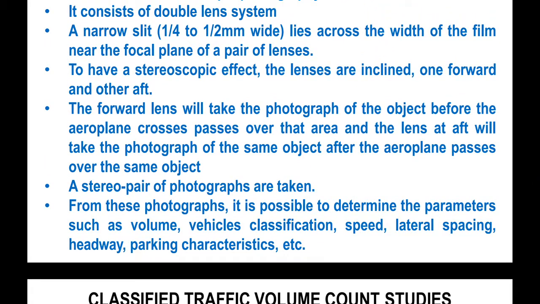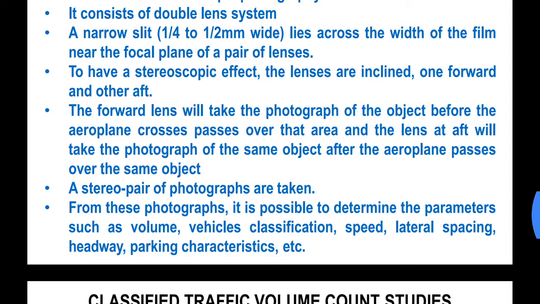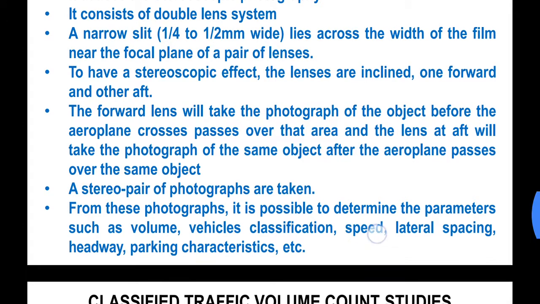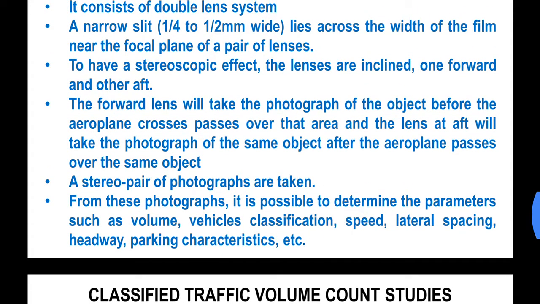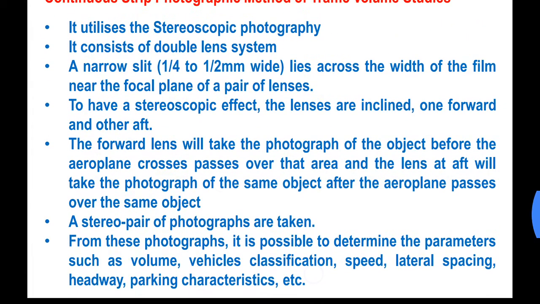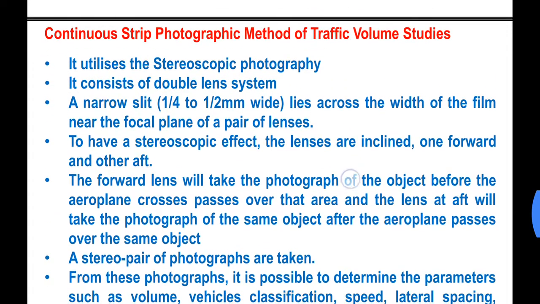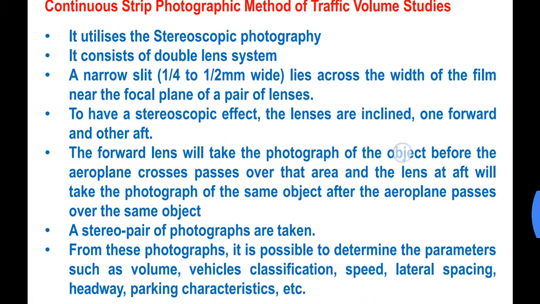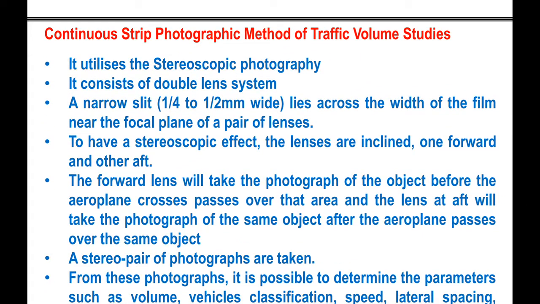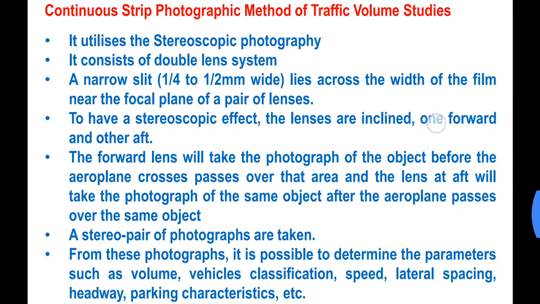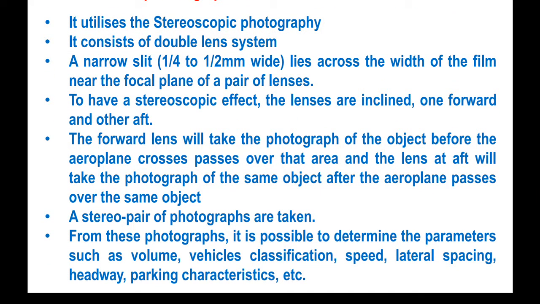From these photographs, it is possible to determine parameters such as volume, vehicle classification, speed, lateral spacing, headway, parking characteristics, etc. These can all be done later when we actually analyze the data. Basically, the principle is that we use a stereoscopic photography technique wherein two lenses are placed, and using both lenses, photographs are taken of the same vehicle when it passes over an object.